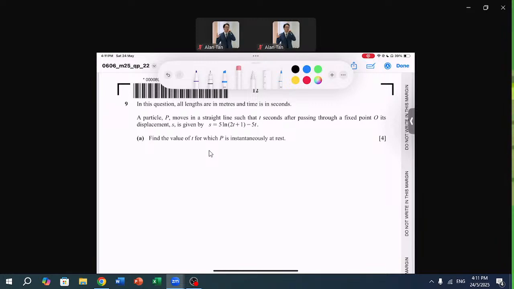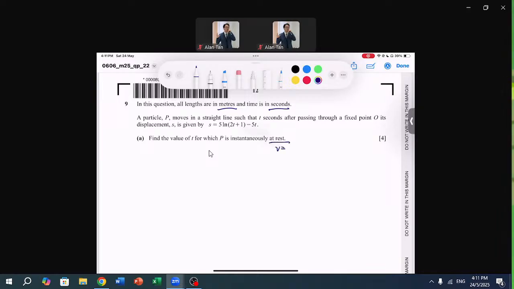So this is kinematics. For Year 10s, if you can remember your physics from last year, this is an application of physics in differentiation in calculus. In this question, all lengths are in meters, time is in seconds. P moves in a straight line such that t seconds after passing through a fixed point Q, its displacement is given by s equals 5 ln(2t plus 1) minus 5t. Find the value of t for which P is instantaneously at rest.